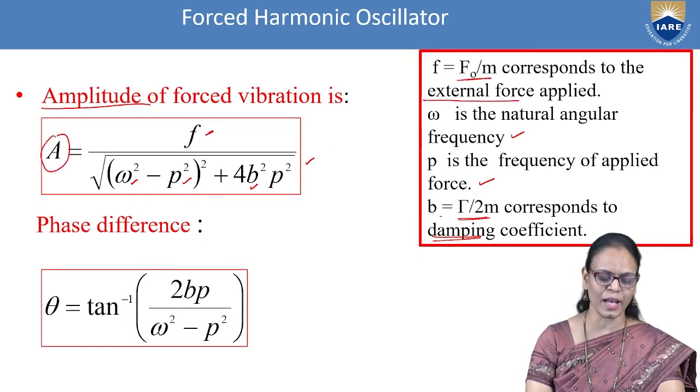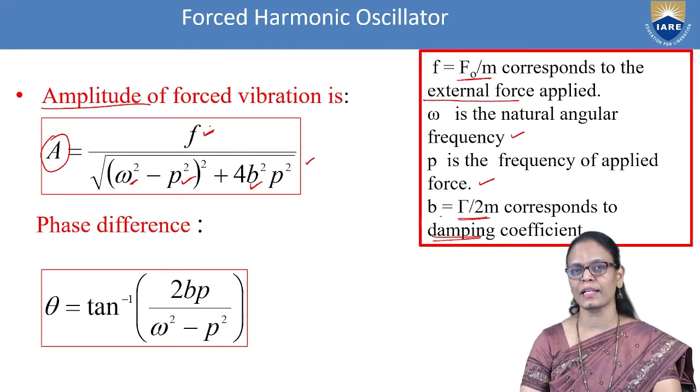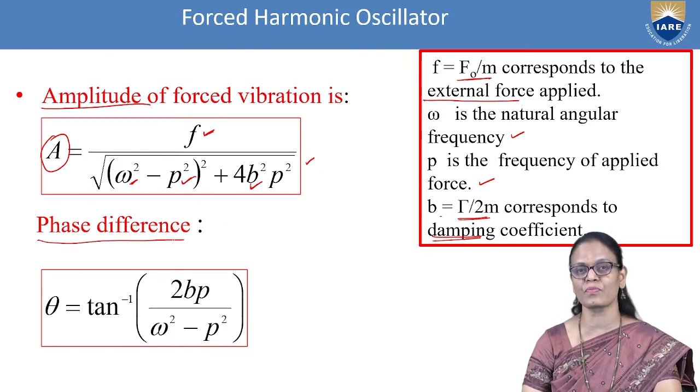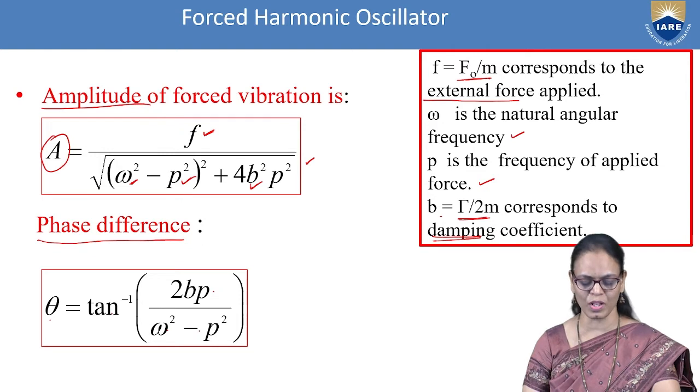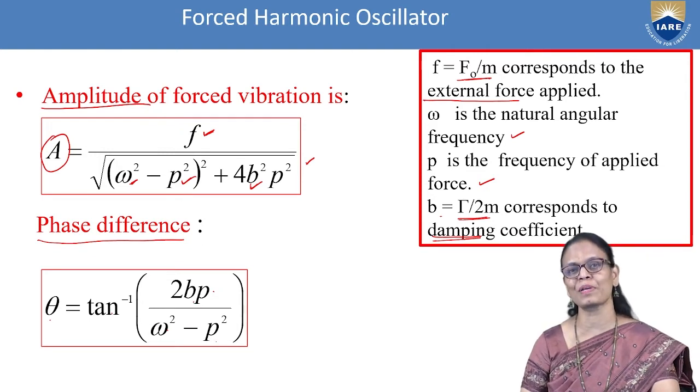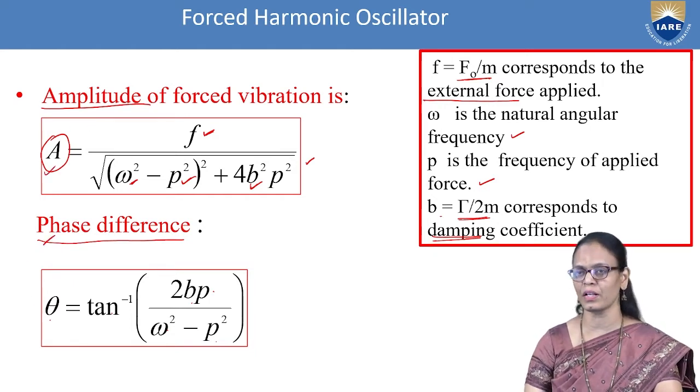So what is it that the amplitude depends on? It depends upon the natural frequency and the external periodic frequency, the damping coefficient, and also the external force that is applied. And then the phase difference. What is the phase difference? That is theta is equal to tan inverse 2bp by omega square minus p square. So all the terms we have seen: what is omega, what is p, what is b. So we can find the amplitude and phase for different conditions.